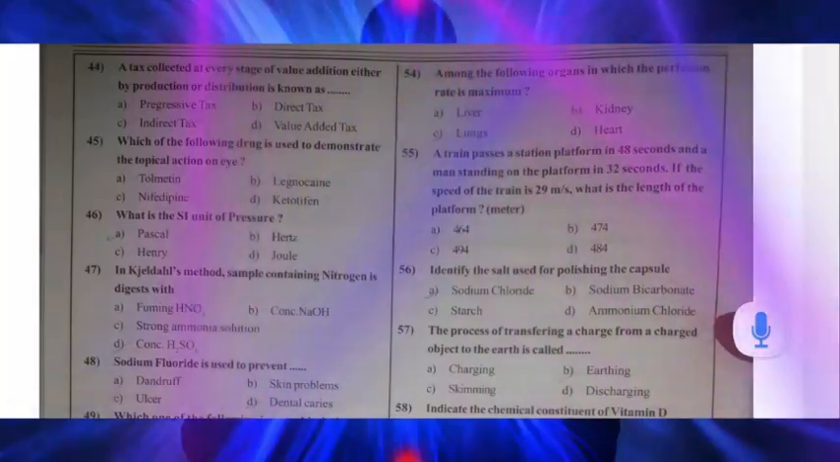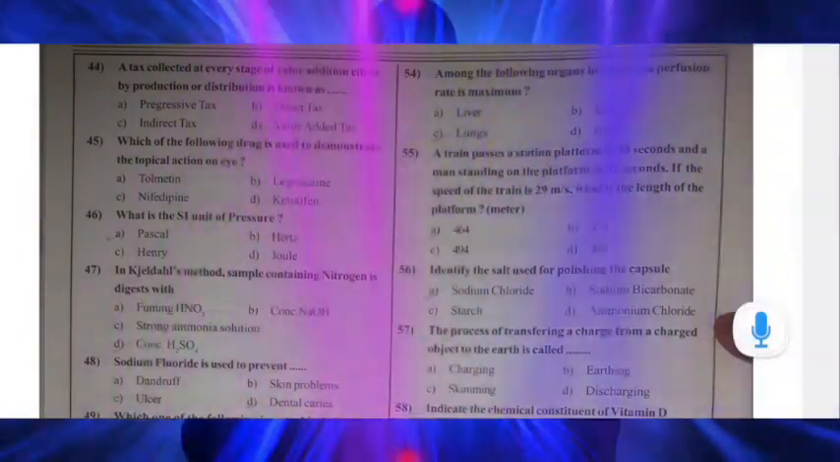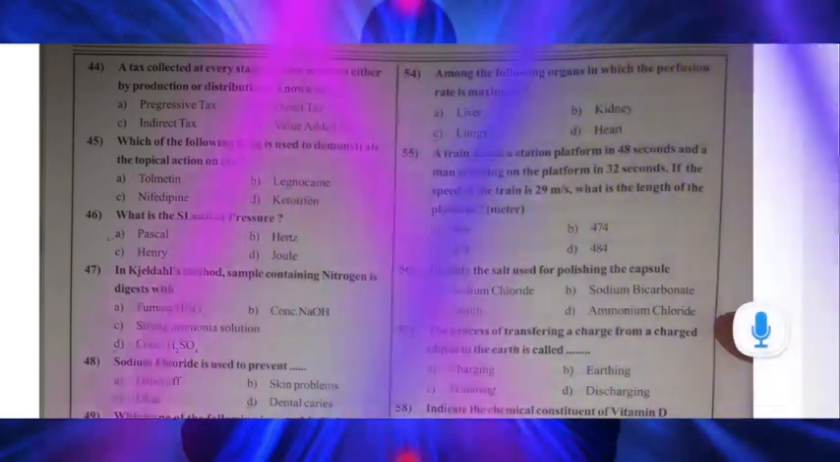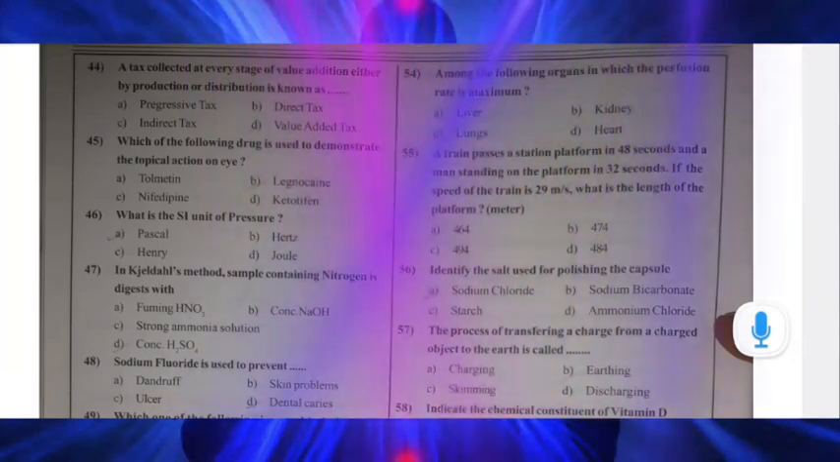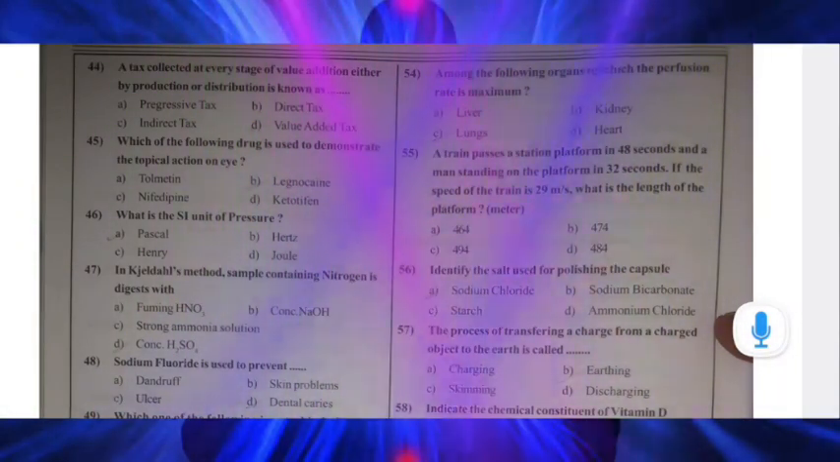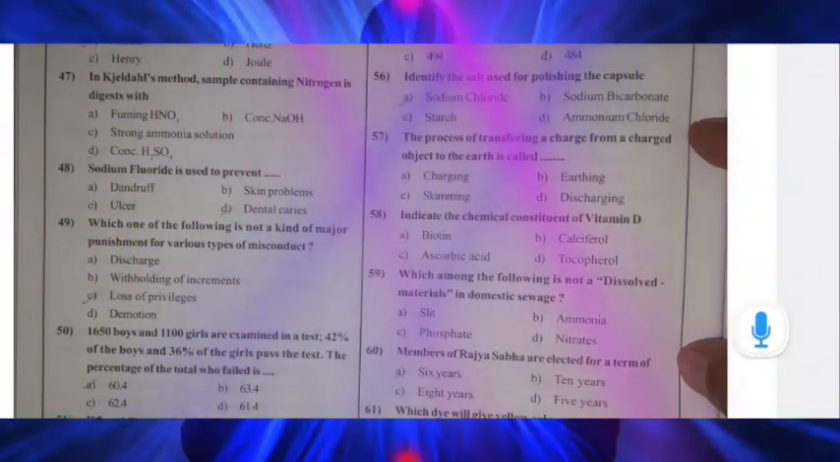Among the following organs, in which the perfusion rate is maximum? Lungs. A train passes a station platform in 48 seconds and a man standing on the platform in 32 seconds. If the speed of the train is 29 meters per second, what is the length of the platform? 464 meters. Identify the salt used for polishing the capsule.